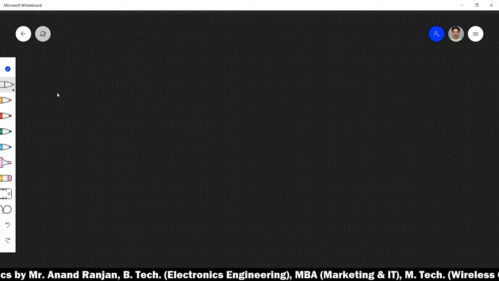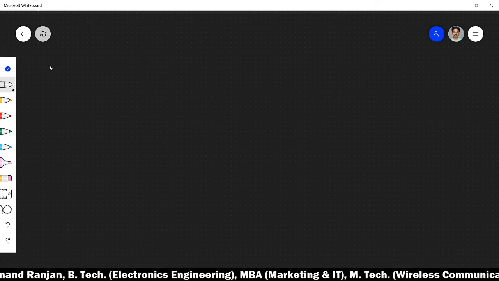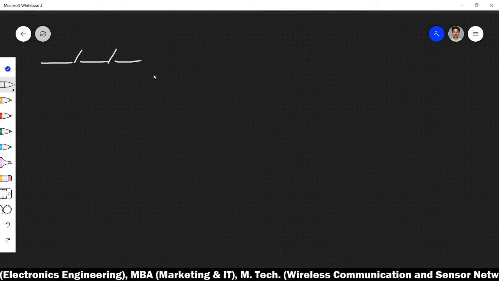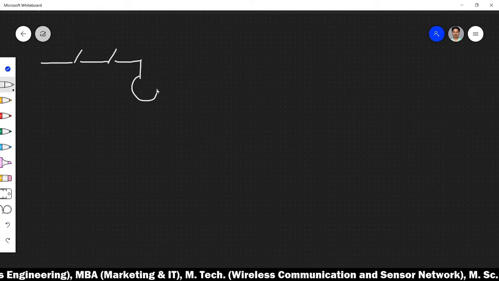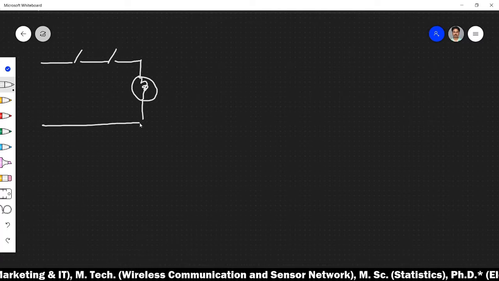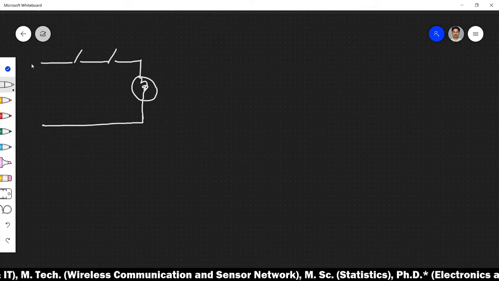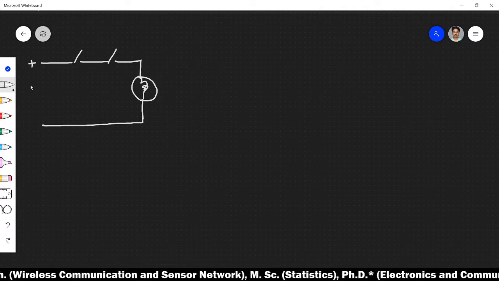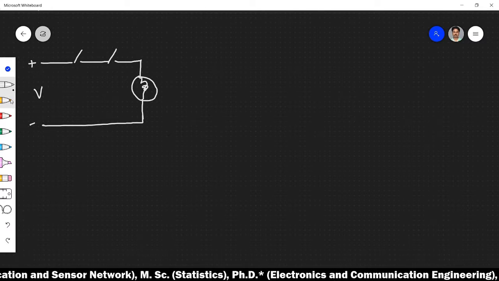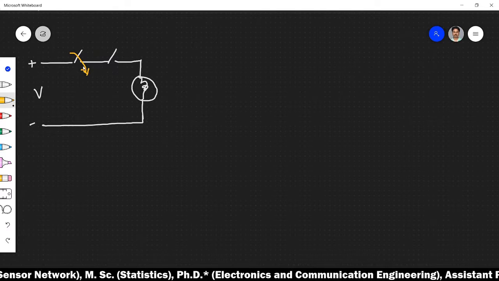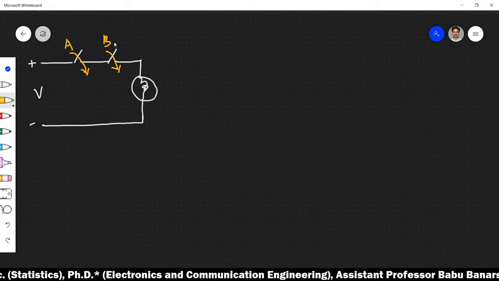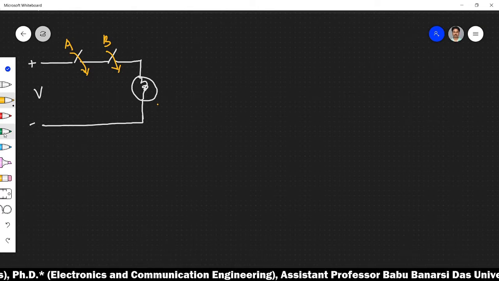Moving towards the AND operation, let me first draw one diagram in which I am considering two switches connected in series, and with a bulb like this, and this is connected to a supply, plus minus you can say supply V volt. Okay, and let's say this is switch A, and this is switch B, and this is your bulb.